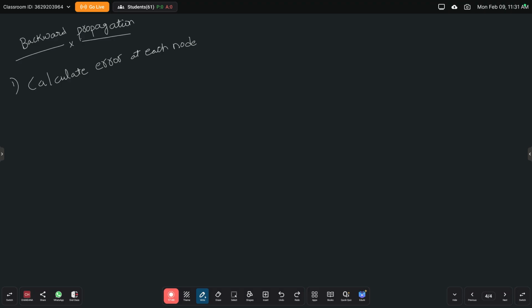In this also we need to follow some formulas. The formulas are, for each unit K in the output layer, error K equal to Ok into 1 minus Ok into O desired minus Ok, where Ok means the output of layer K.